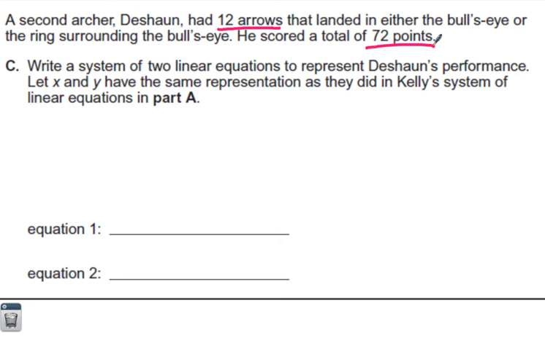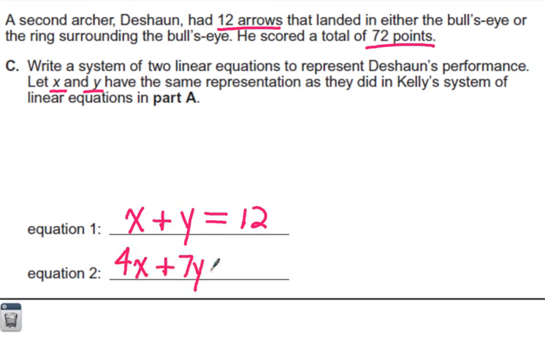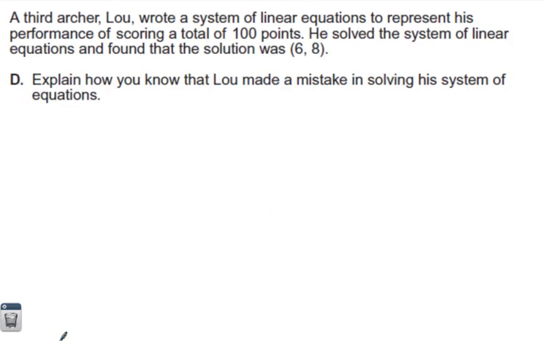So what they say is, let x and y have the same representation as they did in Kelly's system. Okay, so if we added the number of surrounding ring arrows with the number of bullseye arrows, remember Deschamps had 12 arrows total. This goes to the same format as Kelly's. And therefore it would be 4x plus 7y to get Deschamps' 72 total points. Not really much to explain there.